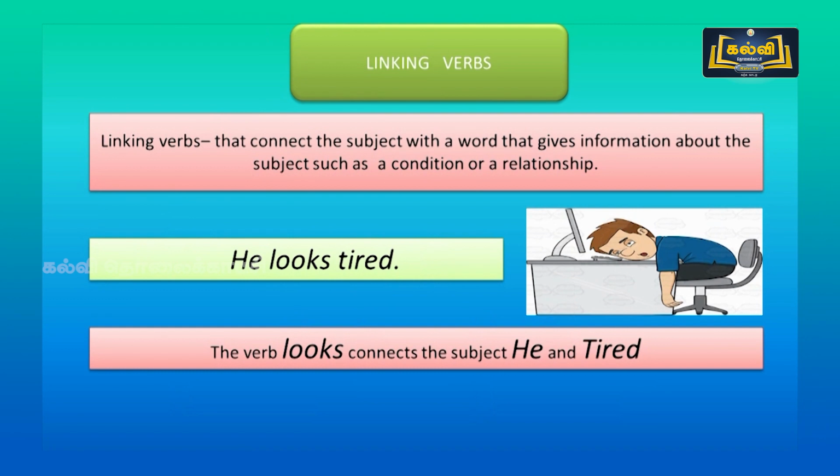And we have other verbs like linking verbs. Linking verbs, they do not show any action. They simply link the subject with the rest of the sentence. For example, look at the picture. He looks tired. Here the verb looks connects the subject he, and tired. So, here looks is a linking verb.